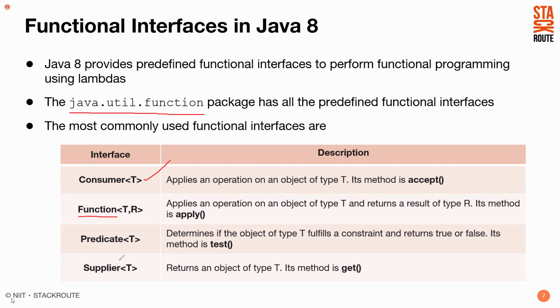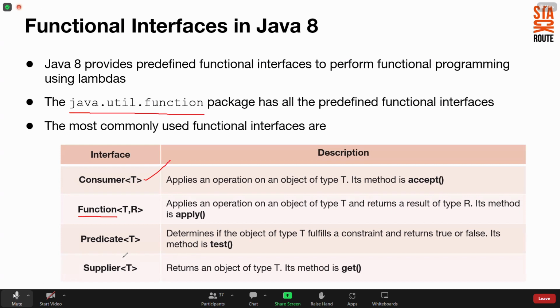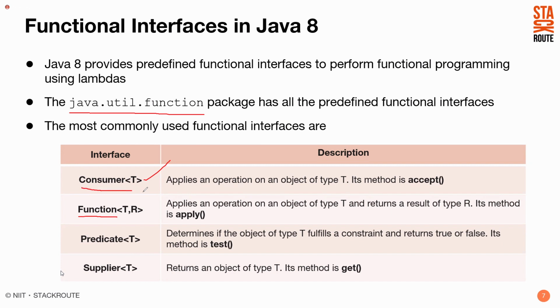As I said, all were functional interfaces. So how many abstract methods will be there? One. Only one. Story over. So the first one is consumer. Consumer applies an operation of the type, whatever the data type I'm passing, and within that the functionality will be applied. The consumer interface consists of a method called accept. Function will take this type of value and return this type of value, and it will take the apply method.